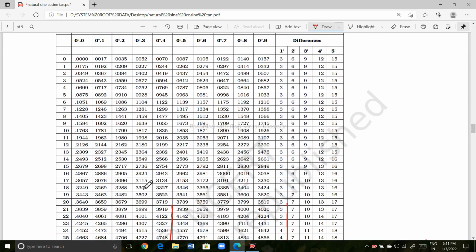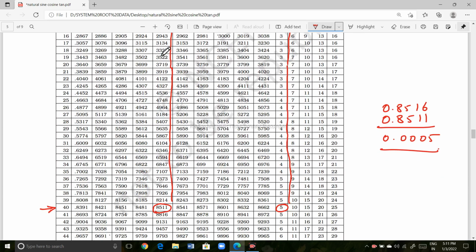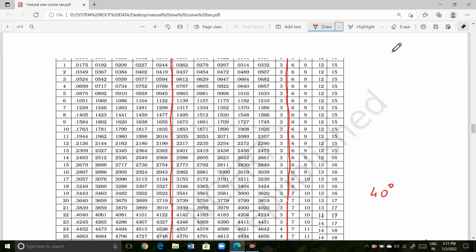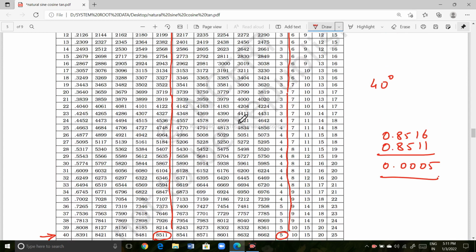Okay, so here it is, and here it is for the difference. The difference is just 1 minute, and this is 24 minutes. So what will be the final answer? Here we had 40, so the answer would be 40 degrees, and here we have 24 minutes and the difference is 1 minute, so we add the difference, so it would be 40 degrees 25 minutes.